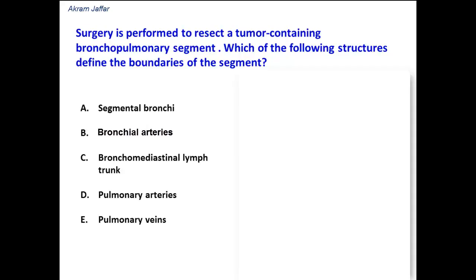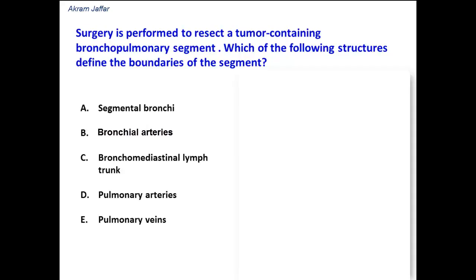Surgery is performed to resect a tumor containing a bronchopulmonary segment. Which of the following structures define the boundaries of the segments? In each lung, there are lobes and segments. And the segments, there are 10 segments in each lung, having different names or sometimes similar names.